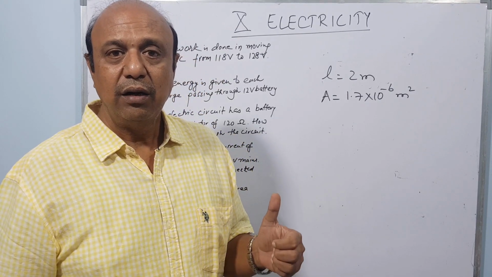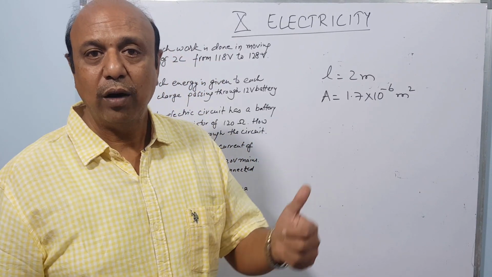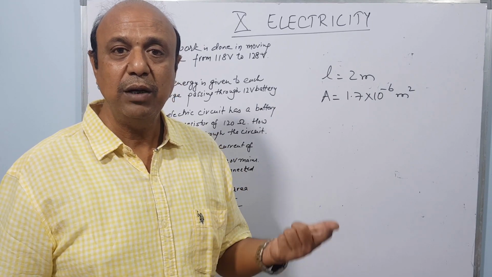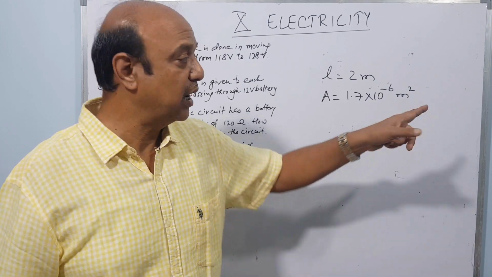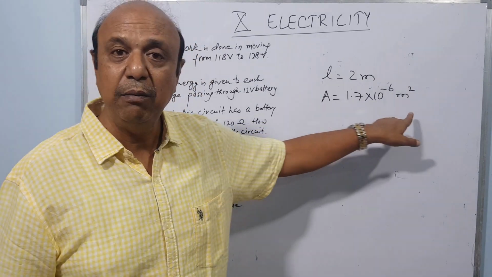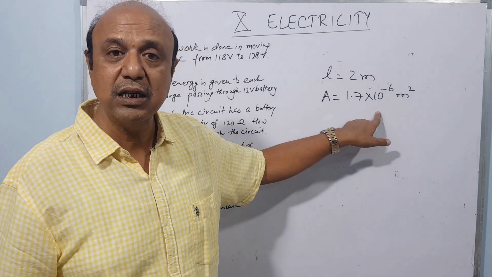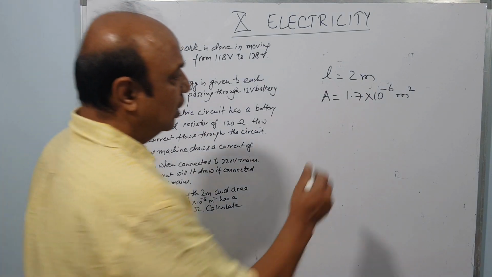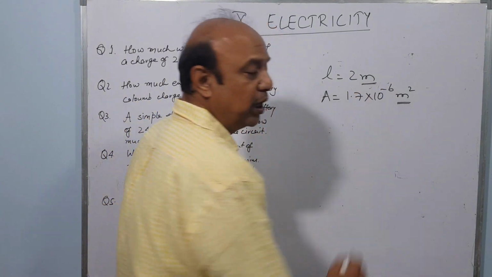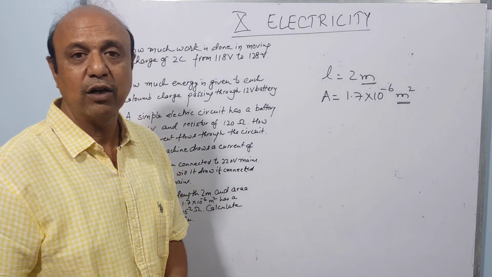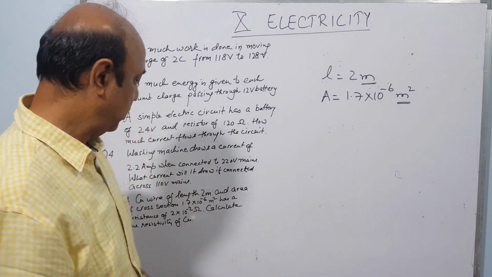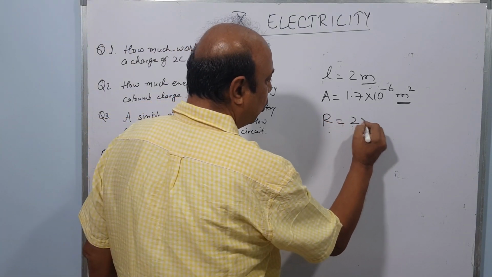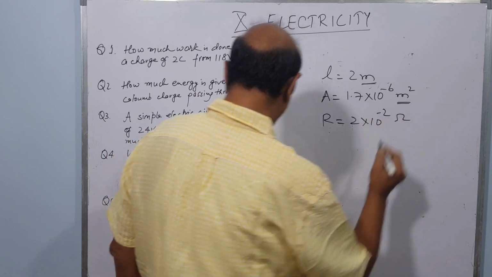1 meter makes 1000 millimeters. So a millimeter square means 10 to the power minus 6 meter square. So 1.7 millimeter square is 1.7 into 10 to the power minus 6 meter square. Always remember, you have to have the same units before resolving a question, before attempting a question. The resistance R is equal to 2 into 10 to the power minus 2 ohms.